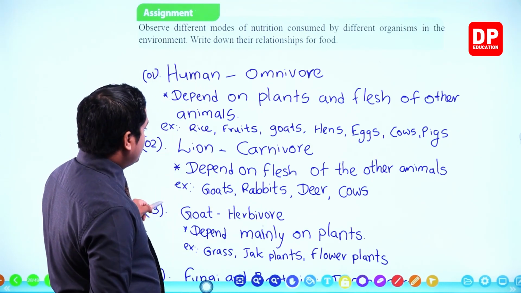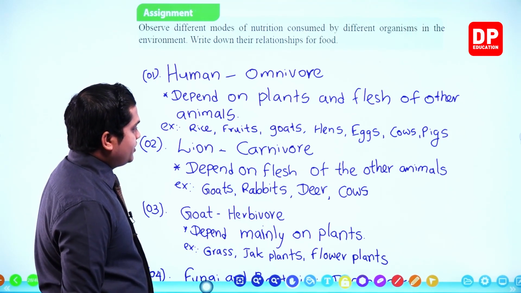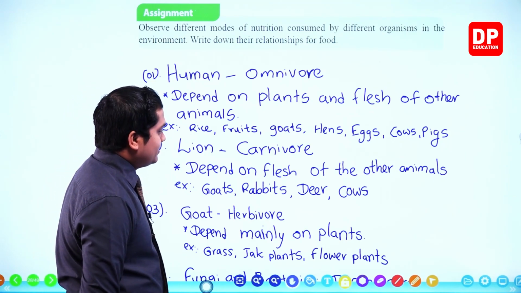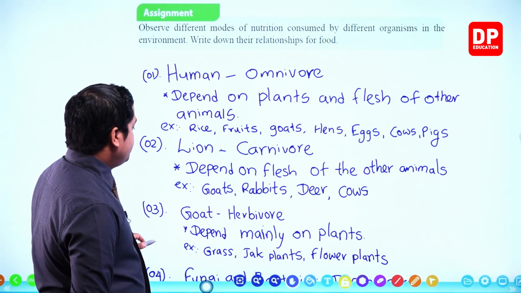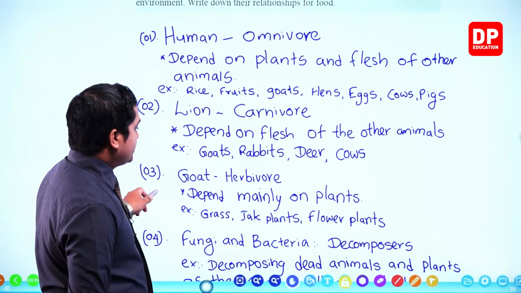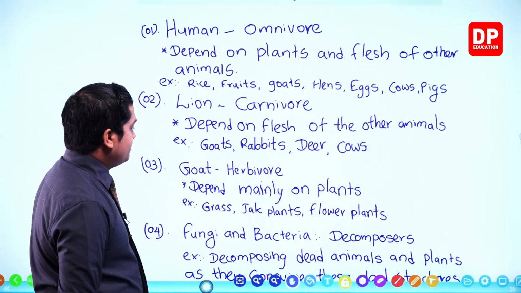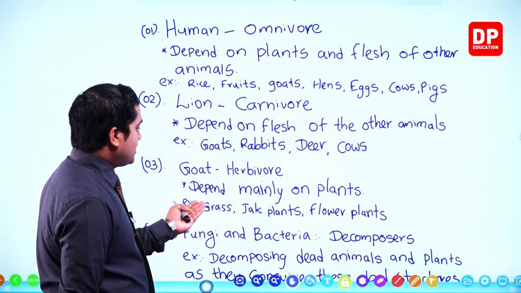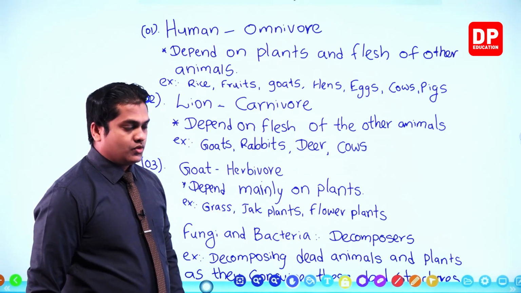Then next one, my dear children, lion, a carnivore organism. So they depend on flesh of other animals. Examples given: goats, rabbits, deer and cows. Right? Then my dear children, goat. Goat is a herbivore organism, depends mainly on plants, like grass, jack plants, flower plants and so on.